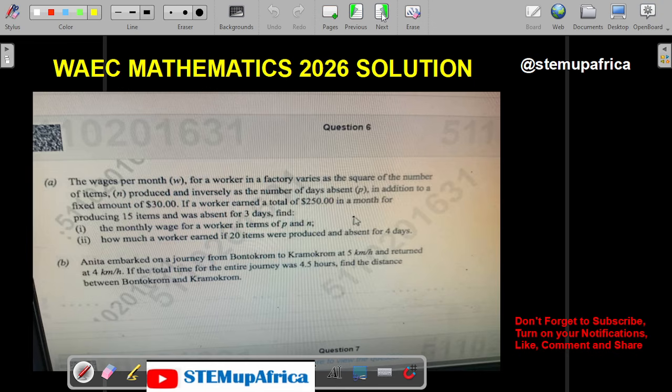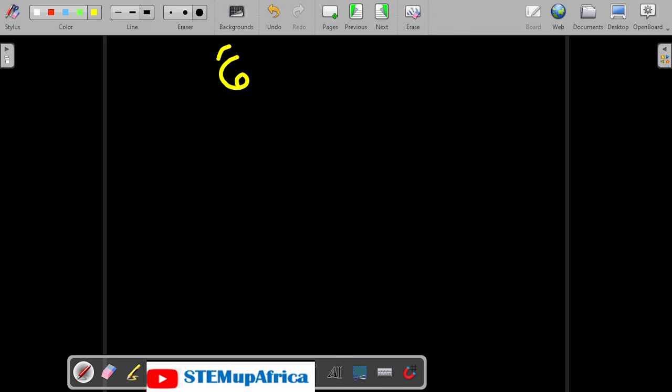So without being told, this is variation. This question is under variation. So let's do with that. Say W varies as the number of items, and inversely, this is joint variation. Both direct and inverse becomes a joint variation. So solution to question 6. Question 6A.